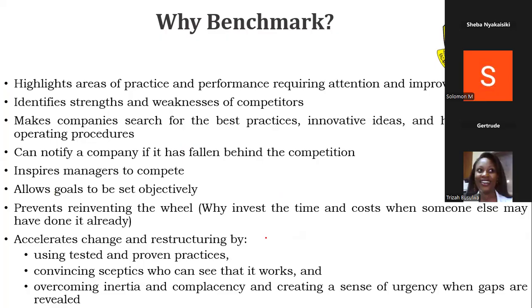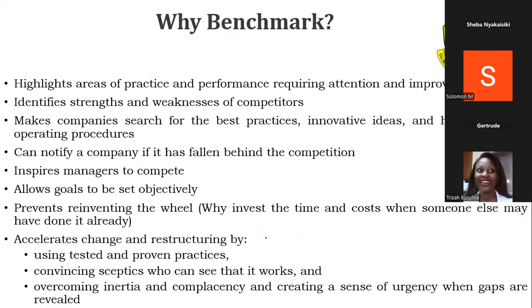So one, benchmarking helps us to highlight areas of practice and performance. First of all, within ourselves, the one who is carrying out the benchmarking, you begin to identify areas of performance. What are you doing and how well are you doing it? It also helps you to identify your strengths and weaknesses, not just of you, but also of your competitors. Yeah? When we're trying to identify the other person who we want to benchmark with, we don't just look at their strengths, but also their weaknesses.